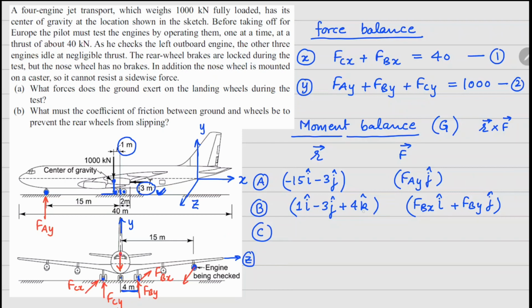Likewise point C, everything else is same except that now this 4 meter distance, rather than going right, we have to go to the left. So this will be 1 I cap minus 3 J cap minus 4 K cap, and force wise we'll have FCX I cap plus FCY J cap.